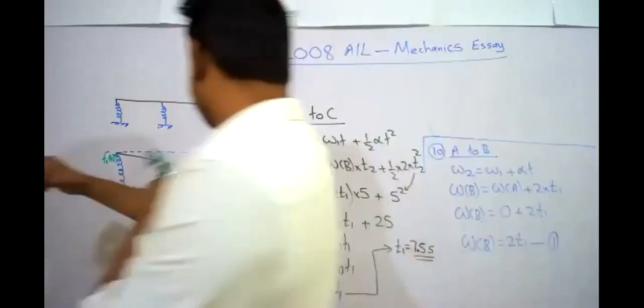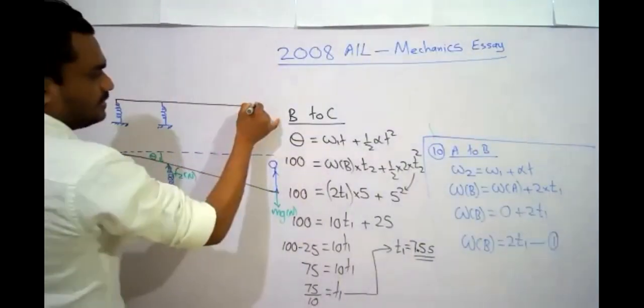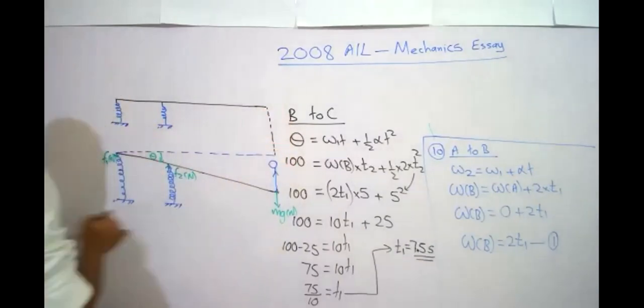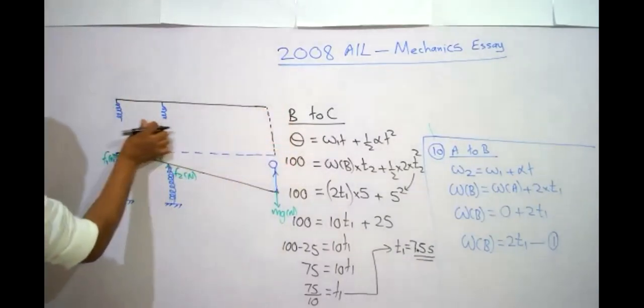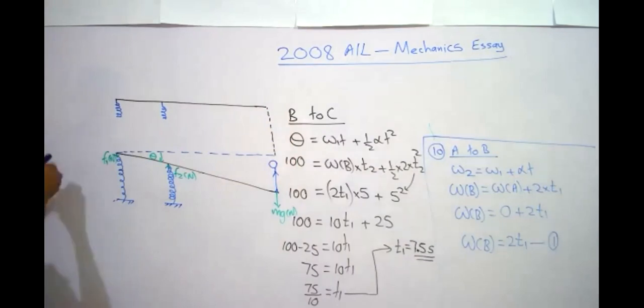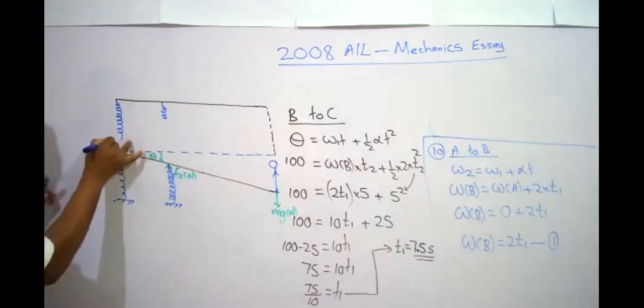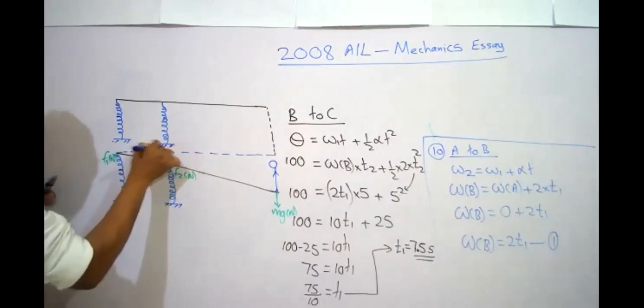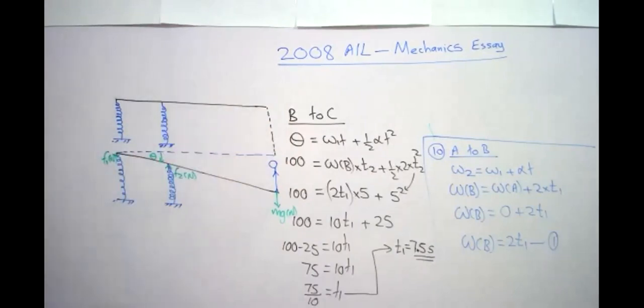Draw the two figures here. The first figure shows without the buoy, the second figure shows with the buoy. That's it. Draw both figures quickly. Come on. Write the heading as 2008 AL mechanics essay question and draw the figures. The first figure without the buoy, the second figure with the buoy. Draw them please.